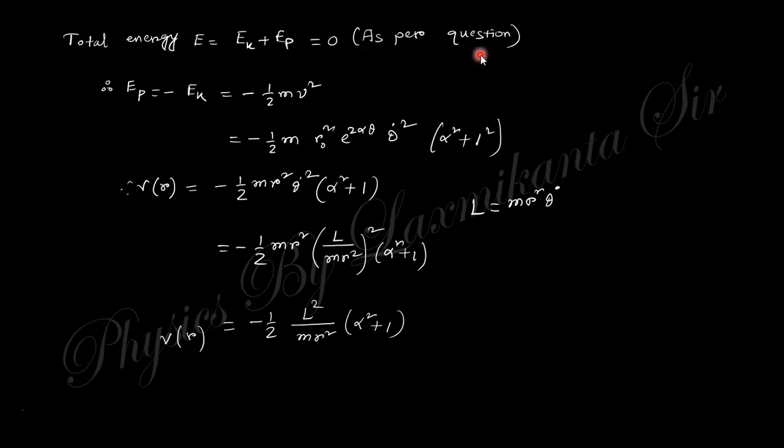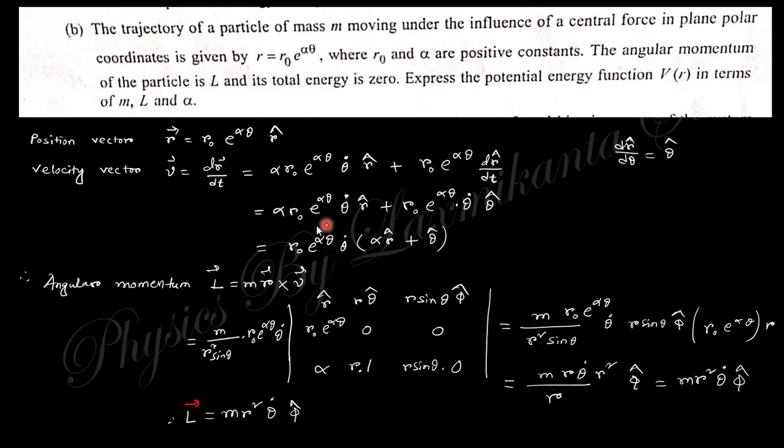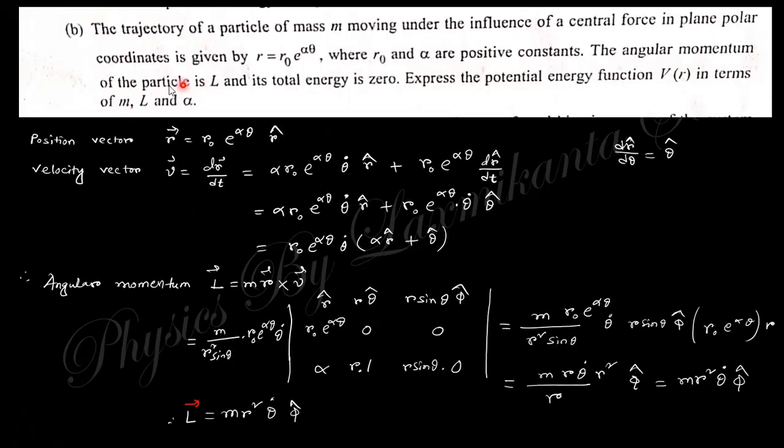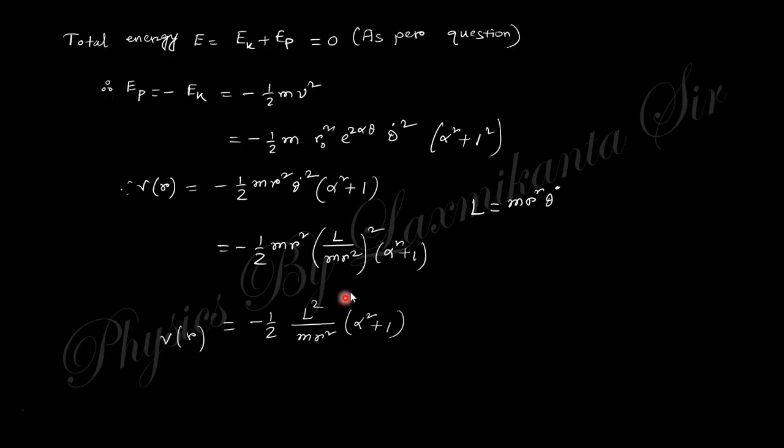Now the total energy as per the question equals 0. So potential energy will be like that. Put this value of v square given here. You can see this is the value of v. If you want to find out the value, this is the square root of alpha square plus 1 square. Okay, so if you put this value of theta dot, because you need to find out the expression in terms of m, l and alpha, you will get the value of the potential expression.